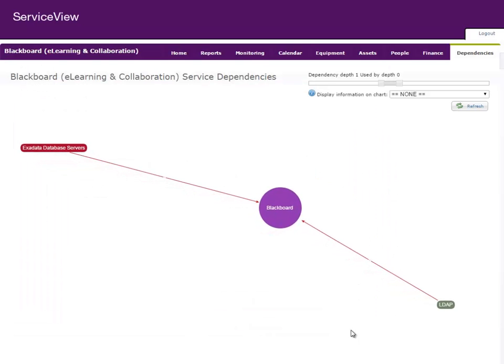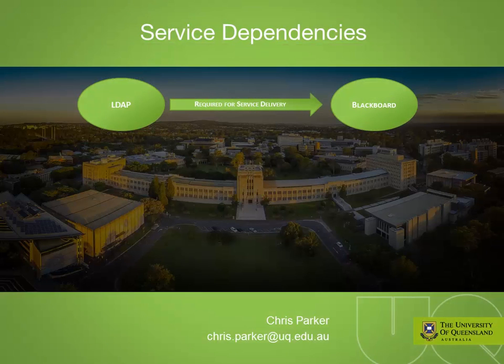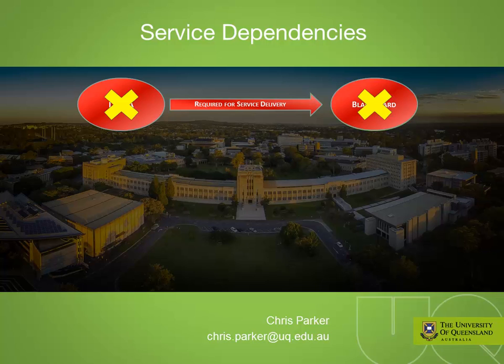ServiceView catalogs service dependencies in 3 ways. The first way is that a service is required for service delivery. In this instance, Blackboard needs LDAP to operate. If LDAP stopped working, Blackboard would also stop working, as no one could log in.